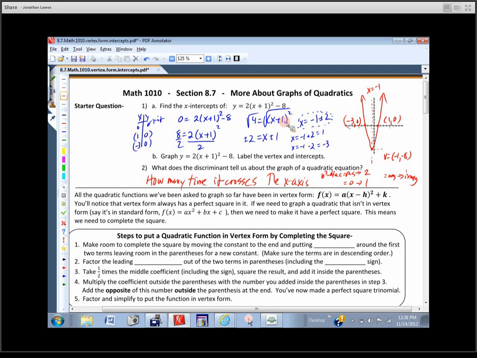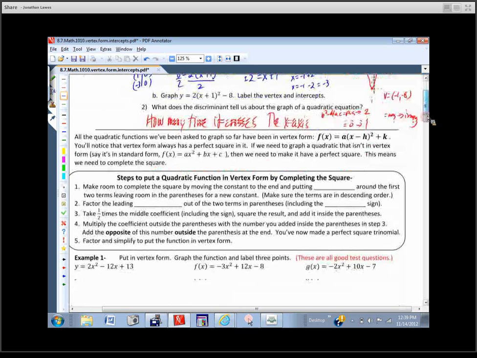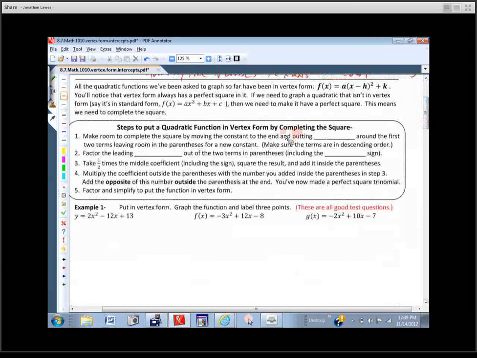If it's in this form, it's easy to graph. If it's not in that form, so for example, let's say it's in this form right here. Okay, it's in standard form. That's not in a nice graph-friendly form, so we'd have to put it in a graph-friendly form. And that graph-friendly form has a perfect square in it. It always has a perfect square of x plus or minus some number. Helps us figure out where the vertex is. If it doesn't have that perfect square, we have to make a perfect square. So that means we're going to have to complete the square.